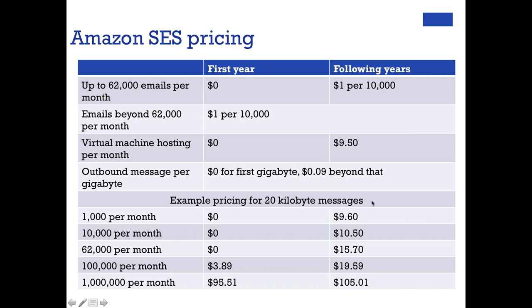At the bottom part of the slide, I came up with example pricing if you send a 20 kilobyte message, and your messages are going to tend to be very small. 20 kilobytes is actually huge for not having any attachments embedded inside of it. So this is probably a worst case scenario. If you've got 20 kilobyte messages, and let's say after the first year you send 100,000 messages per month, you're looking at about $20 per month, and that's after the free trial period. It's $3.89 during that 1 year original period.